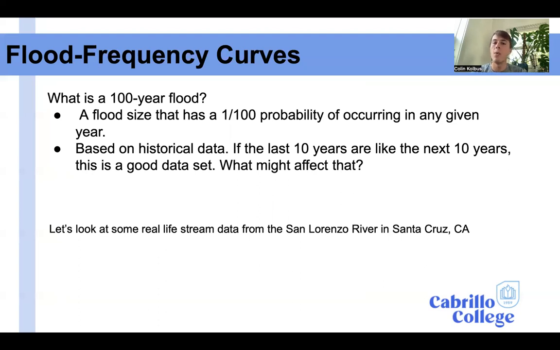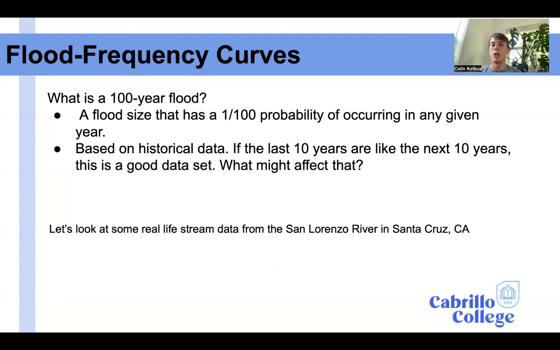And so I want you to think about what things that are happening in our environment might affect that philosophy, that assumption that our historical data is going to be like future data, and we can use it basically as a direct predictor of what we're going to experience in the future. And so a 50-year flood is a flood with a 1 in 50 probability that a flood will occur in any given year. And so we're basically inverting that and just talking about things in terms of 100-year floods.